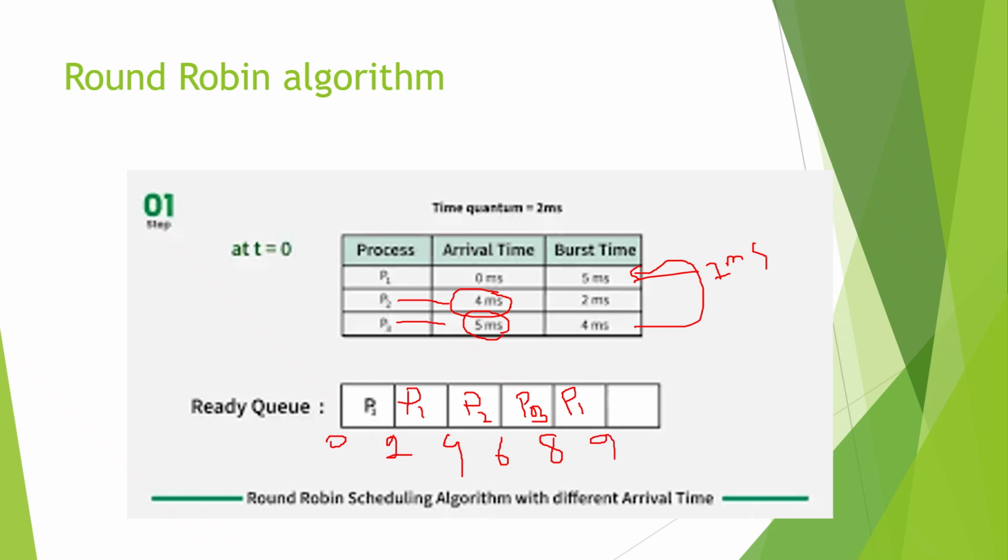Here is 9. Then it finished. P2 process runs 2 milliseconds, so it is finished. Then P3 process will run last 2 milliseconds. Here is the Gantt chart.